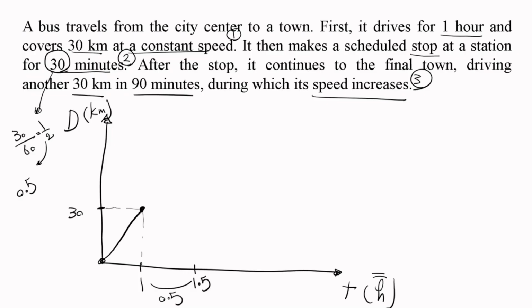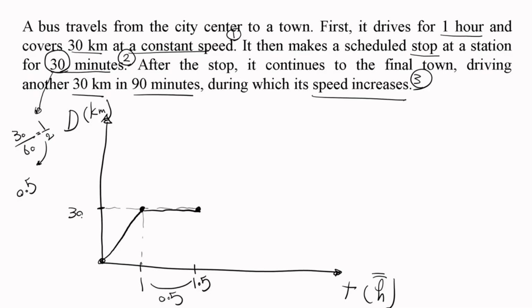And because the bus had stopped in the station, the distance is not going to change. It's going to remain 30. And when something stops, it means the speed is 0. We are going to have a straight horizontal line. We easily connect them with a horizontal line.